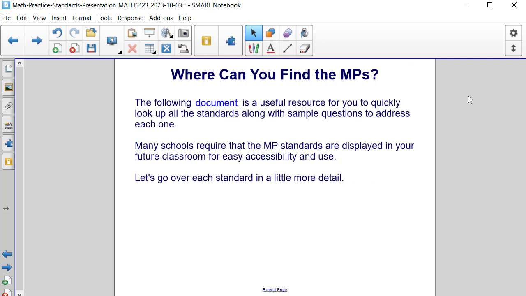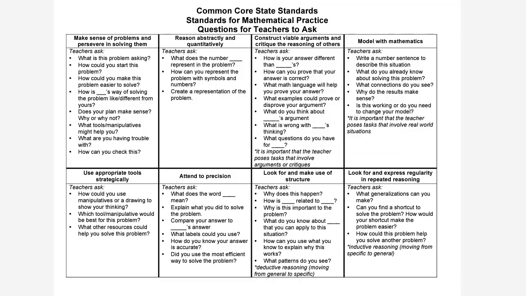Some of you may be asking, where can I find the mathematical practice standards? Well, the following document is a useful resource for you to quickly look up all of the standards along with sample questions to address each one. So if you click the Word document in the PDF attachment, it'll open a sample PDF with different questions in them. So it has each standard listed.